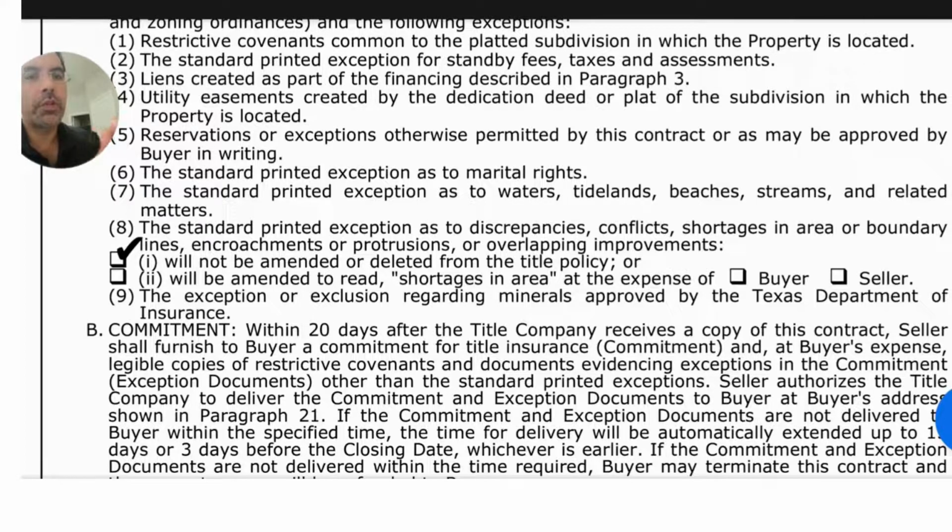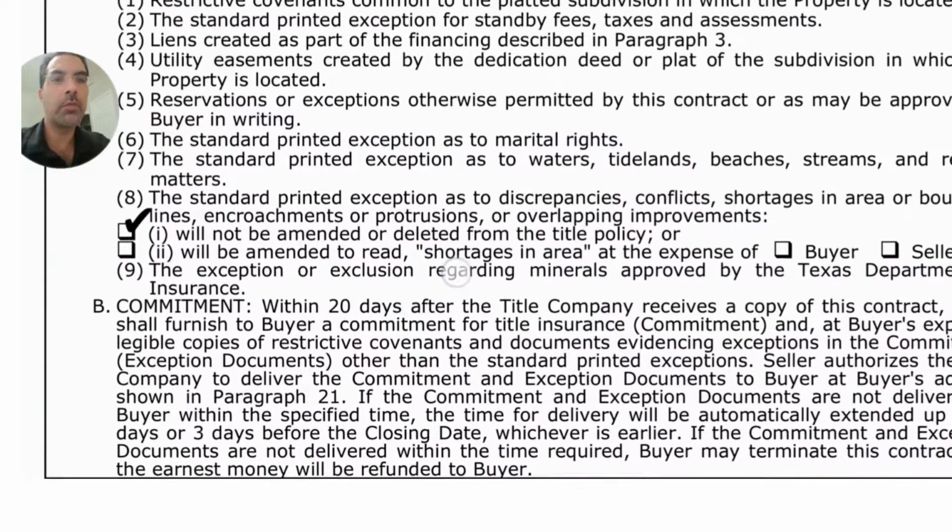For number 8, shortages in area. If the title company finds any problems with the boundaries, lines, or any other issues with the title, in terms of boundary issues, you would check off who would pay for this, or if you don't really care about the boundary issues, it would say will not be amended.